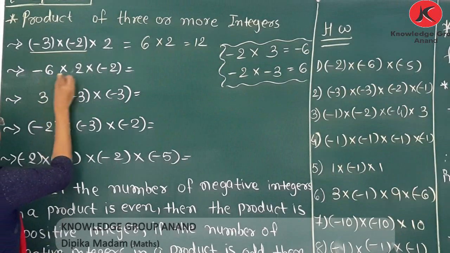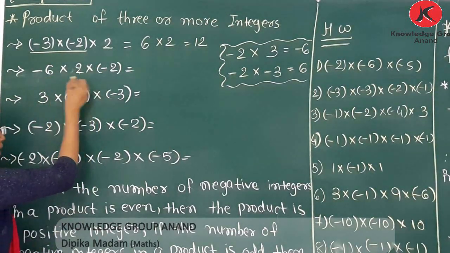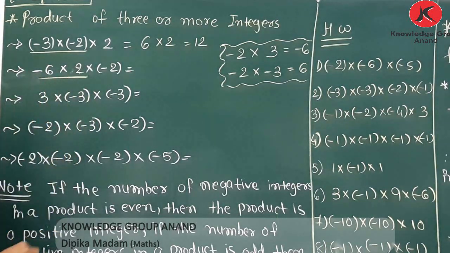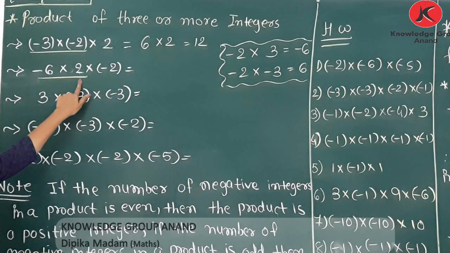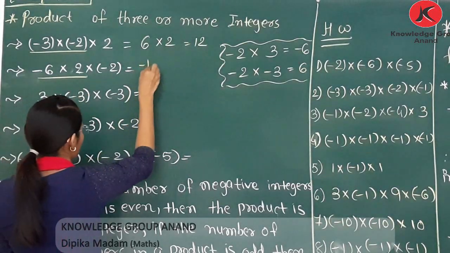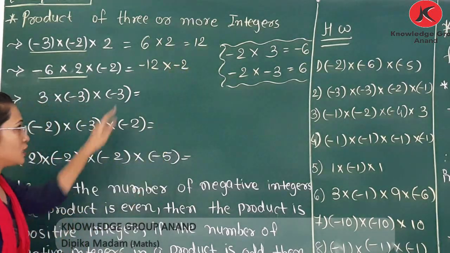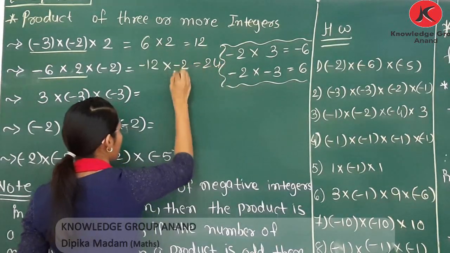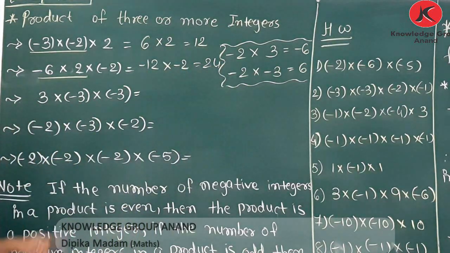Same, minus 6 multiply 2 multiply minus 2. Again you can multiply any two numbers first. So I multiply minus 6 with 2. One negative, one positive, so it is minus 12, multiply minus 2 at the last. 12 2s are 24 but positive. Why positive? Because minus 2 is negative and 12 is also negative.